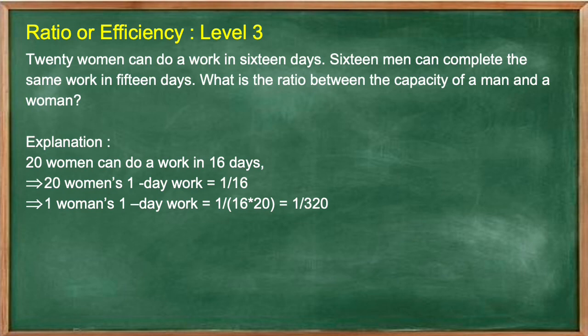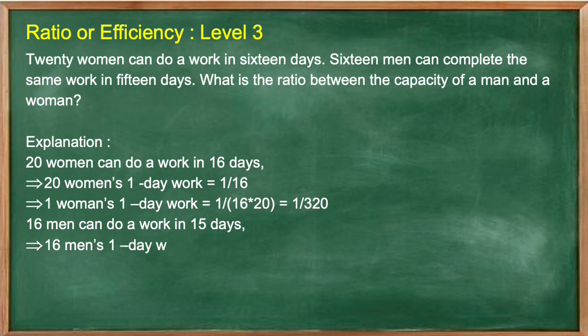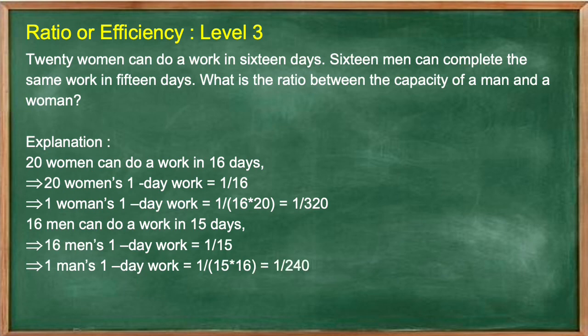Now, in the same way, we can find out one man's 1 day work. If 16 men can do the work in 15 days, then 16 men's 1 day work will be 1 by 15. And if 16 men's 1 day work is 1 by 15, then one man's 1 day work will be 1 by 15 into 16, which is equal to 1 divided by 240. Now we can compare their 1 day work and find out the required ratio.